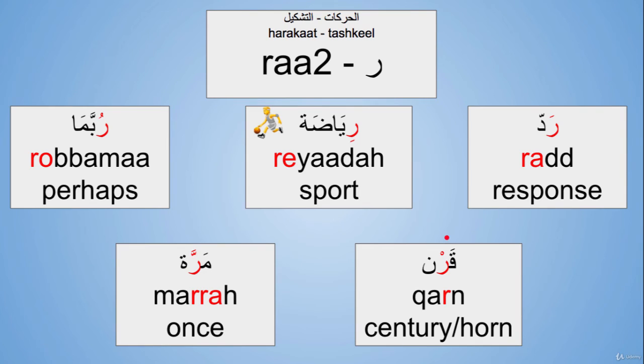And you can have it with sukoon, so it will be in a word like Qarn, which means either a horn or a century. And you can have it with shadda, so it will be in a word like Marra, which means once.